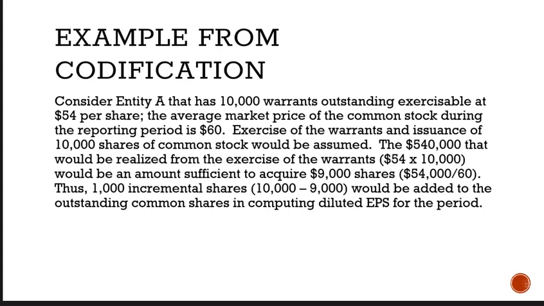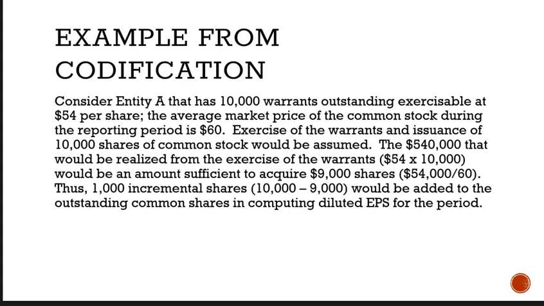So if we assume the exercise of the warrants or stock options and issuance of the 10,000 shares, they would give us $54 per share for 10,000 of them. That's $540,000 that the company would receive when those shares were issued. So that's our assumption. That actually hasn't happened. We're pretending. Remember, this is an exercise in pretend.